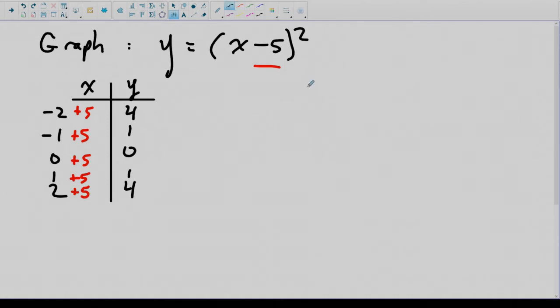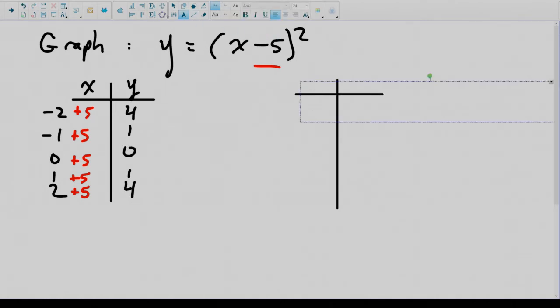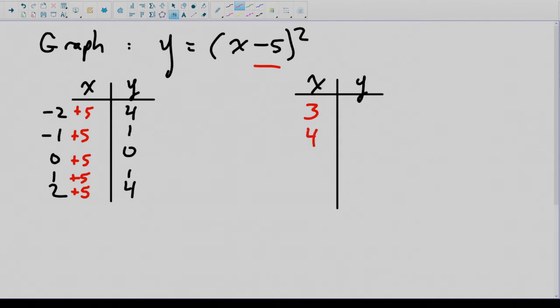Okay, so let's write our new table with our new coordinates. Sorry about that. So what is our new table going to be? So our new x values are going to be -2 plus 5, which is 3, -1 plus 5, which is 4, 0 plus 5, which is 5, and this is our vertex, right?